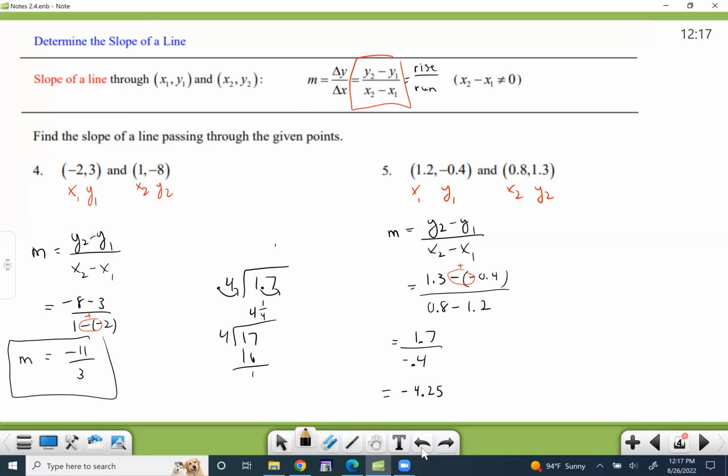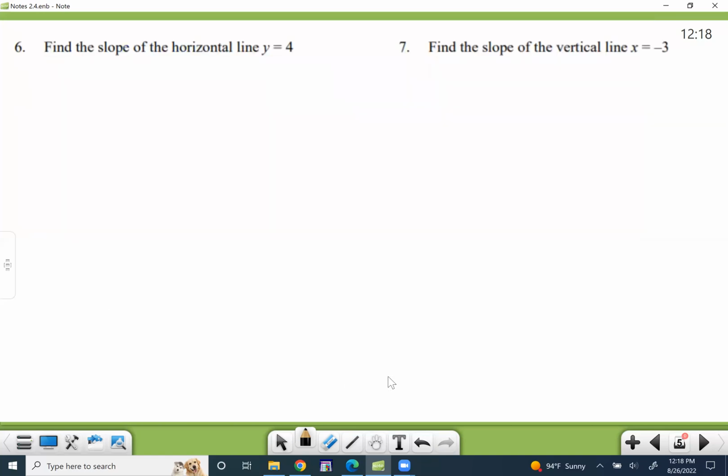Yikes, right? Okay. So if you ever see a decimal fraction, you want to make sure that you turn that into one number for people to look at. Just much kinder. All right, so negative 4.25 is going to be our slope for the line that goes through those two points.